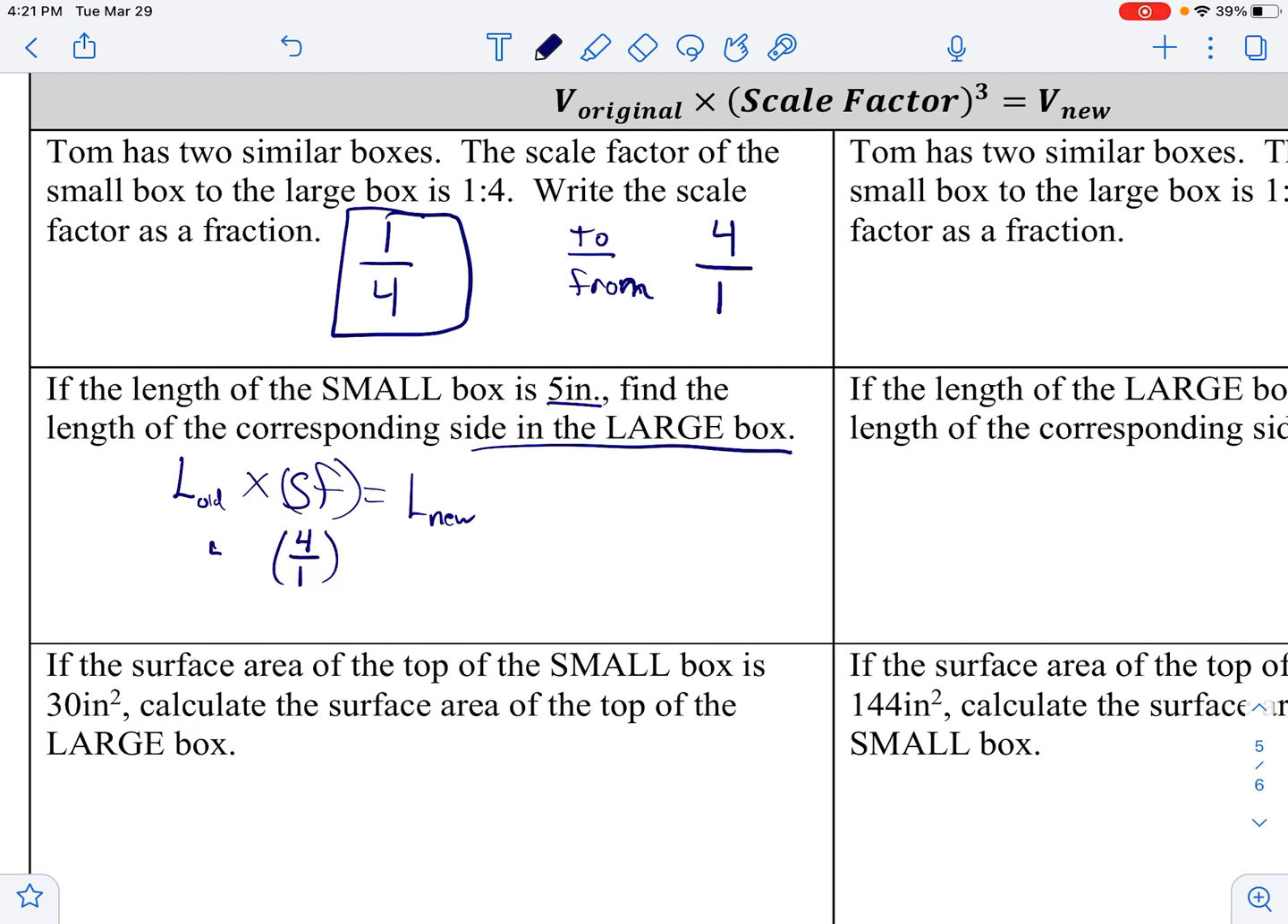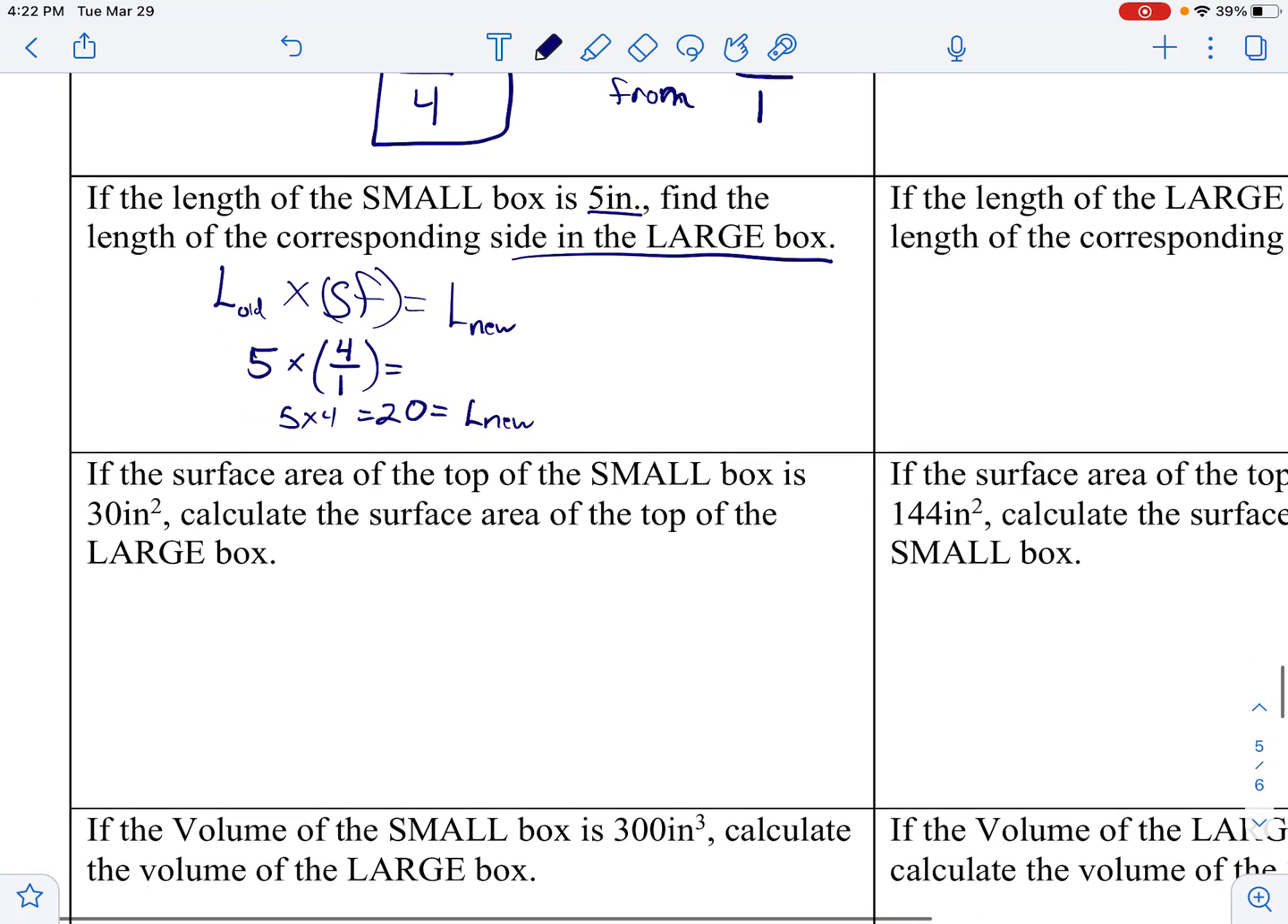My old length was 5 inches. The new length will be, 4/1 is 4, so 5 times 4 is 20, which is my new length. So the large box, let's think about that for a moment. If the small box is 5 inches long, does it make sense that the large box, that's 4 times bigger, should be 20 inches? Yeah, that seems reasonable. It should definitely be bigger.